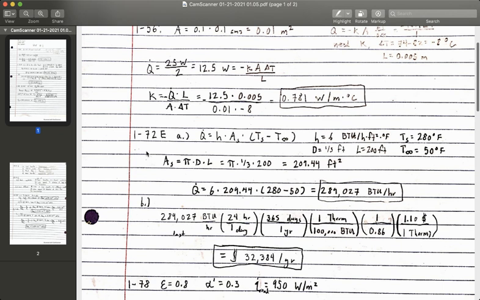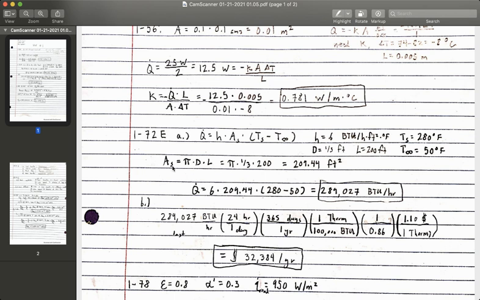And the next one, 1-72, is talking about heat loss in a section of pipe. And so we're going to use this convection heat transfer equation here. And it's talking about a really hot pipe going through a less hot surrounding area. So we put all the things we're given from the problem statement here.